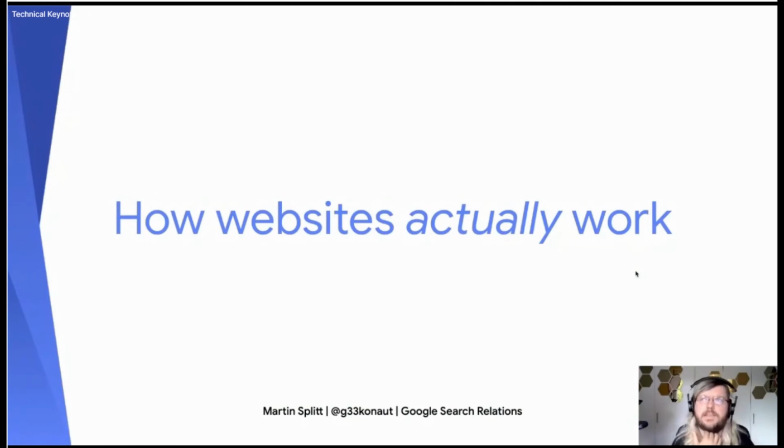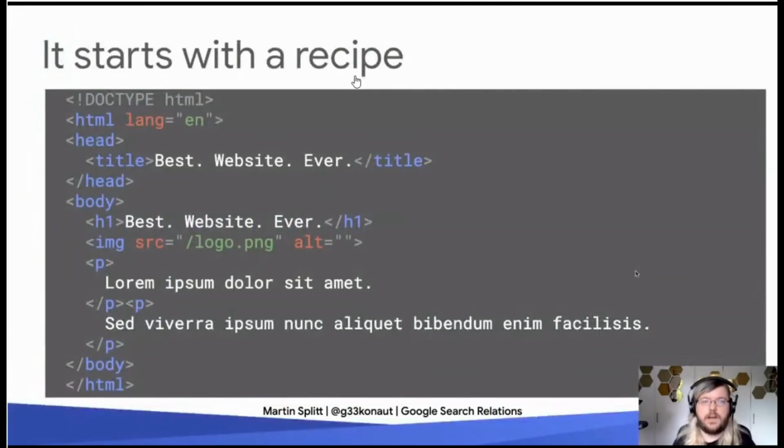So how do websites actually work? Well, it starts off with a recipe, right? So this is basically an ingredient list. The ingredient list is for a page, for an HTML page. It has a title of some sort. It has a headline. It has an image. It has a few paragraphs of text maybe. But that's not what we actually see.